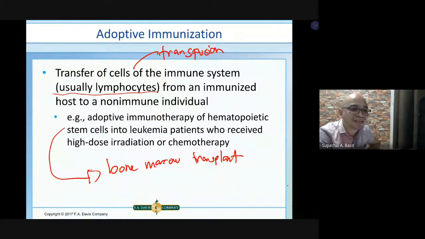These are the three types of immunization. Is it natural or artificial? Of course, it is artificial.